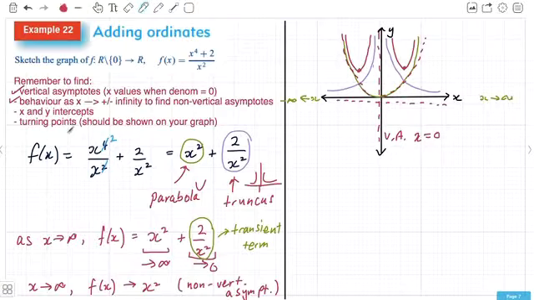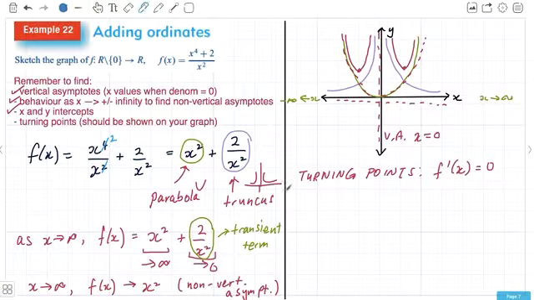Now you can see from the graph you're not going to have any x and y intercepts, so we don't need to worry about those, but we will have some turning points. So for the turning points, all we need to do is find the derivative and set that to 0. So we have our function here. I'm just going to write down our function. f of x equals x squared plus, I'm going to write this as 2 times x to the minus 2. I'm just bringing it up.